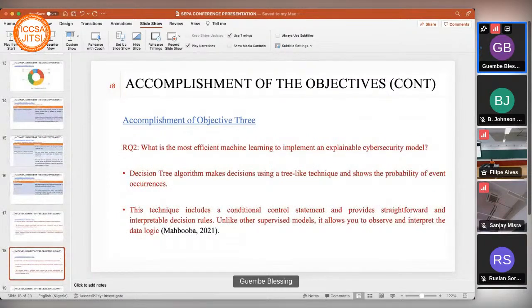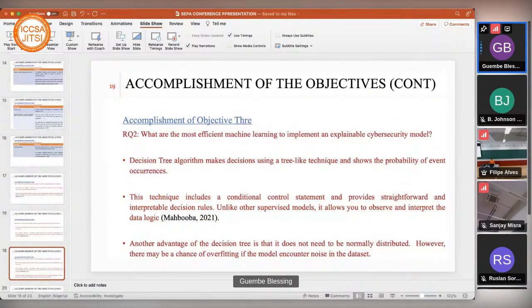Decision tree techniques also make decisions using tree-like structures and show the probability of event occurrence. These techniques include a conditional control statement and provide straightforward and interpretable decision rules. Unlike other supervised models, it allows developers and researchers to observe and interpret data logic. The decision tree algorithm makes decisions using a tree, like I said before. Another advantage of the decision tree is that it does not need to be normally distributed. However, there may be a chance of overfitting if the model encounters noise.